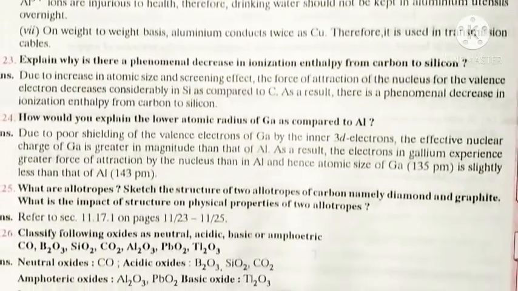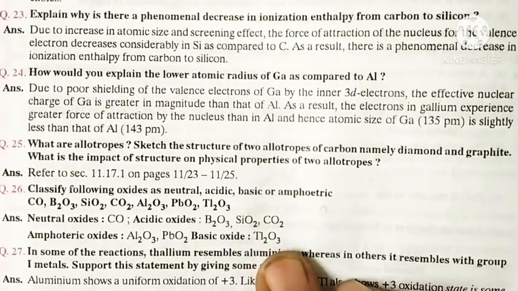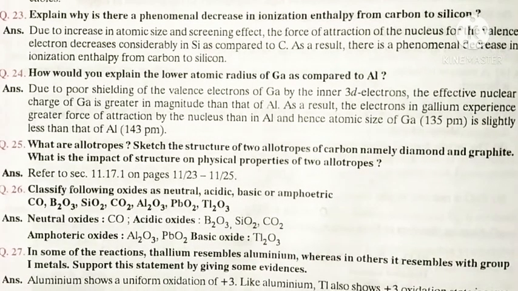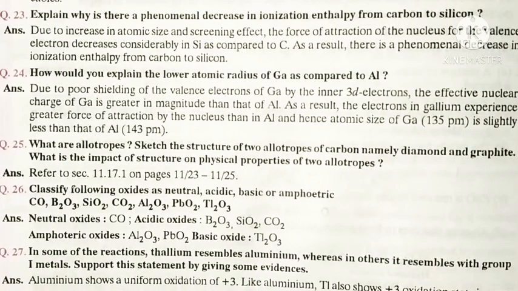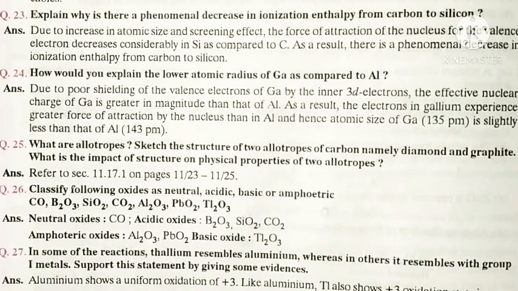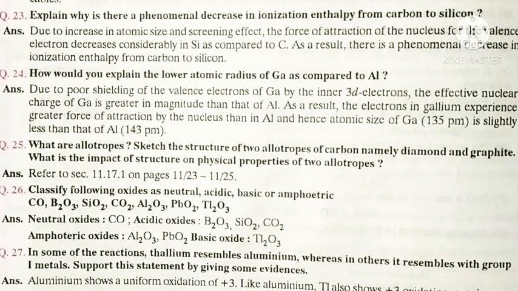Then question number 23 is: explain why there is a decrease in ionization enthalpy from carbon to silicon. We all know that due to the increase in atomic size and screening effect, the force of attraction of the nucleus for the valence electron decreases considerably in silicon as compared to carbon. As a result, there is a decrease in ionization enthalpy from carbon to silicon.